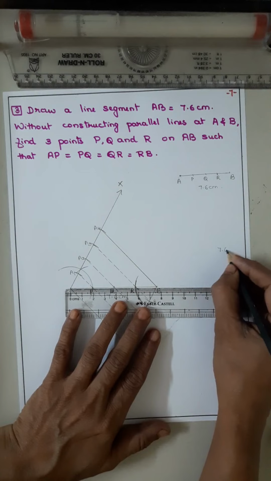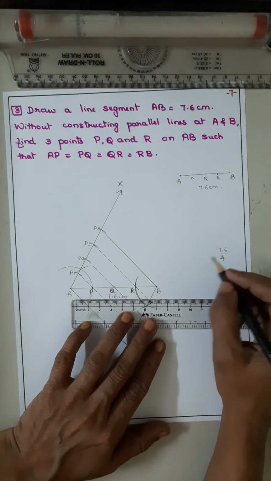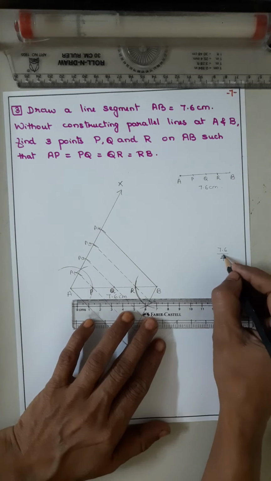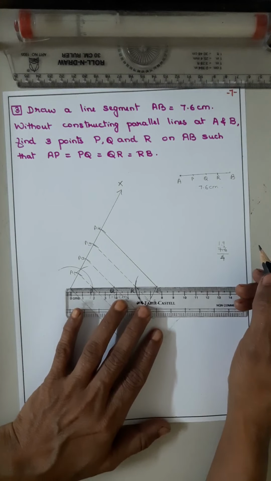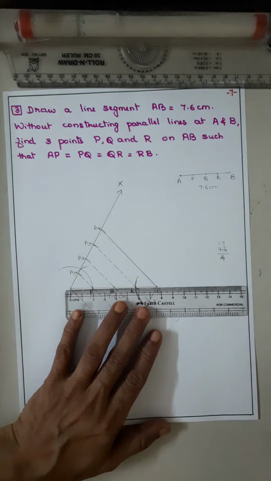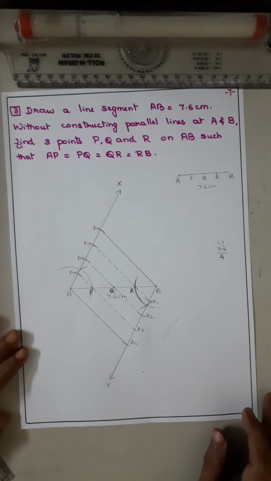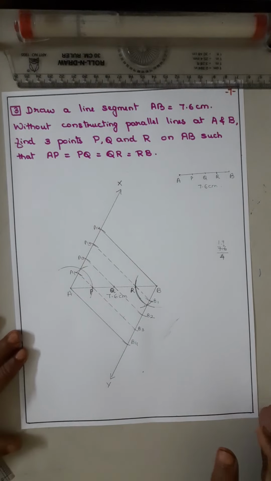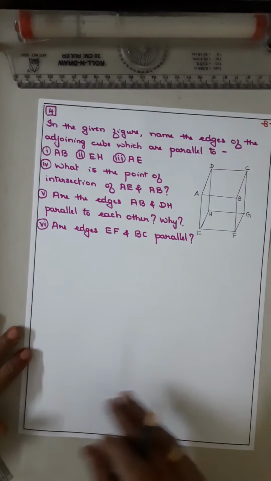7.6 divided into 4 equal parts. So how much will it be? 4 ones are 4, 3 remains. It is 1.9. Almost 1.9 equal division should be there. Understood? So that was about the construction part. Hope everyone understood. Now coming to the last one.